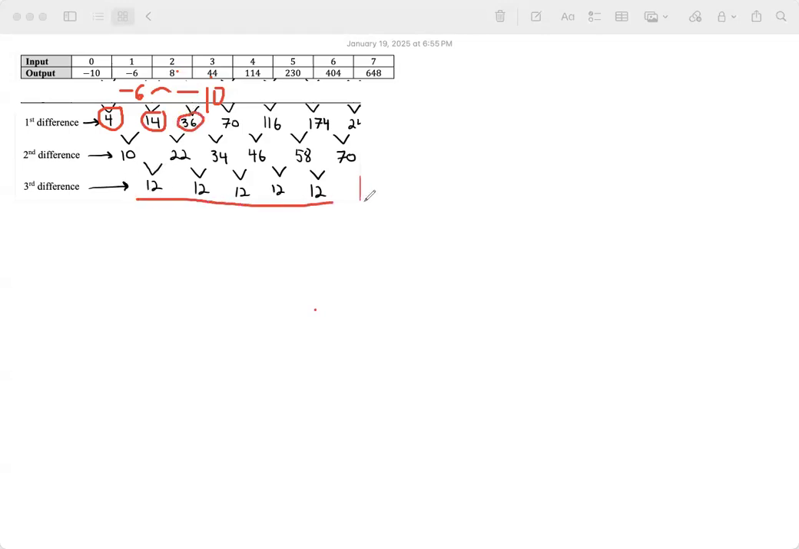So here, do you see? The third difference is the same. It need not always be 12; it's coincidentally 12. So this table represents a third degree polynomial.